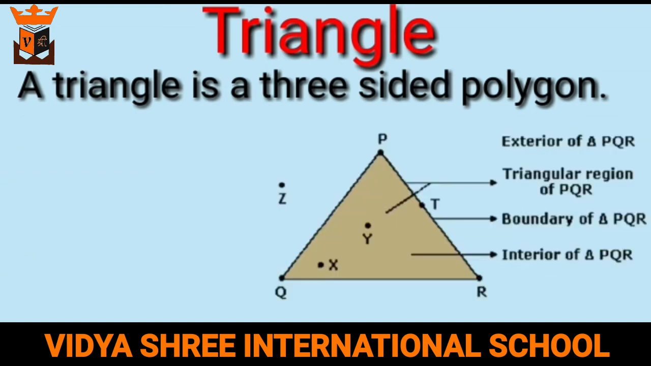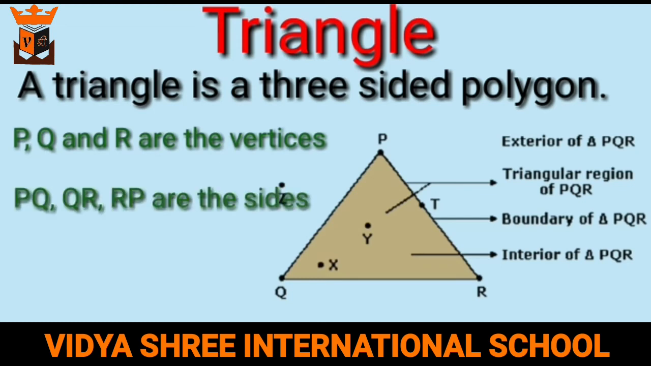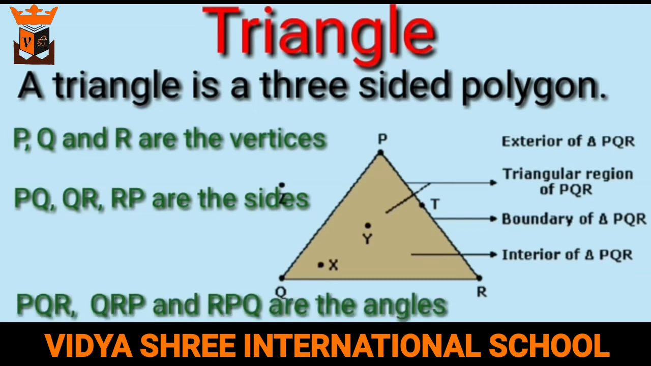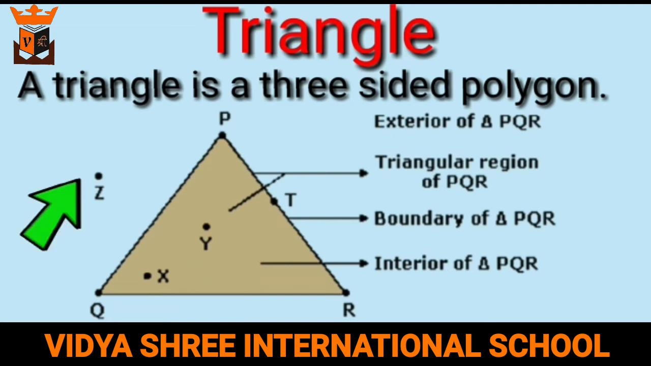In the given figure, P, Q and R are the vertices and PQ, QR, RP are the sides. Angle PQR, angle QRP and angle RPQ are the angles. T lies on the triangle and X and Y lie in the interior of the triangle and Z lies in the exterior of the triangle.